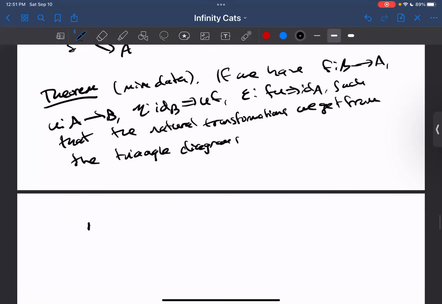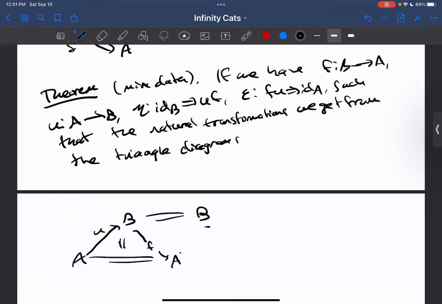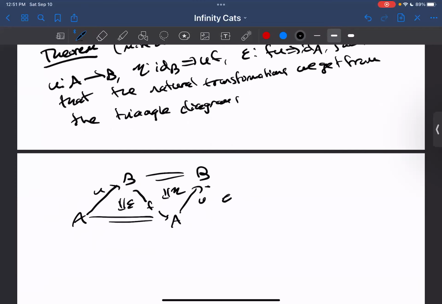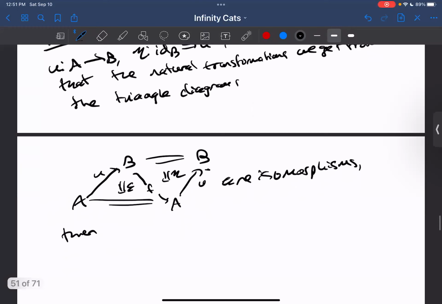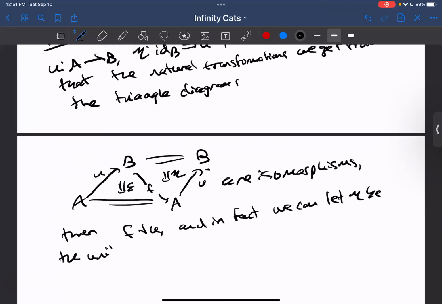So for instance, A going up by U to B equals B, and going back down by F to A. And then here we have epsilon, going back up by U, here we have eta. Are isomorphisms. Then F is left adjoint to U. And in fact, we can let eta be the unit or epsilon be the co-unit just by changing the other one.